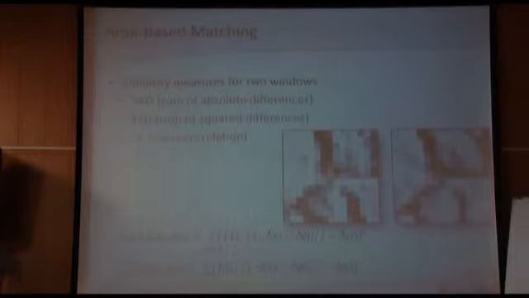Or I use the same thing without this square here. When you have cross correlation, it's just a correlation of how well these two windows with pixels match one another.